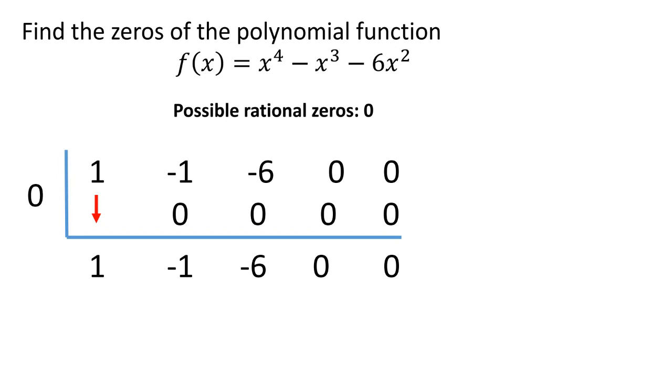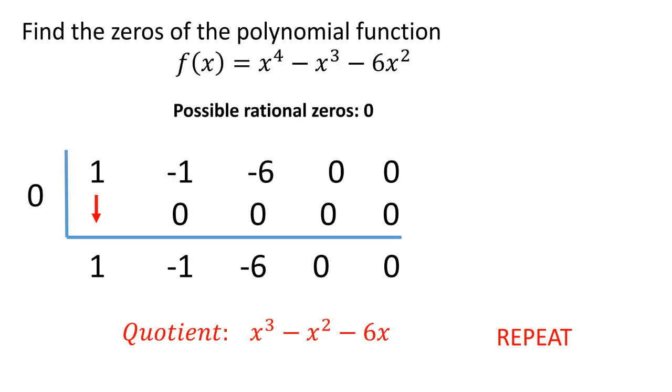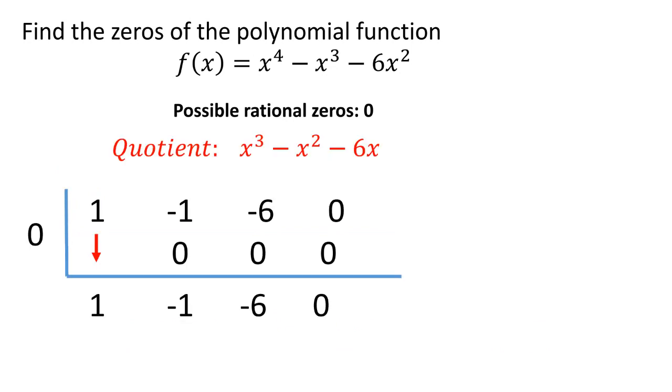But I did this because this way, now my quotient is no longer a degree 4, but it's now a degree 3. So what I can do is repeat. I can use my synthetic division again to simplify this quotient one more time, so I can have something that's a quadratic. In a quadratic, I can use my quadratic formula or factor to find my zeros. So let's go ahead and repeat.